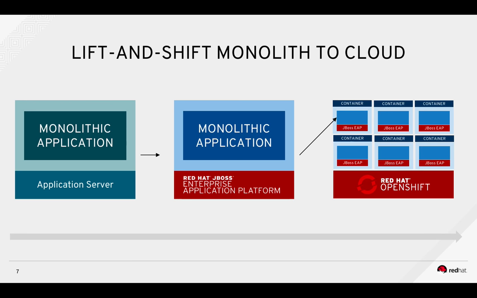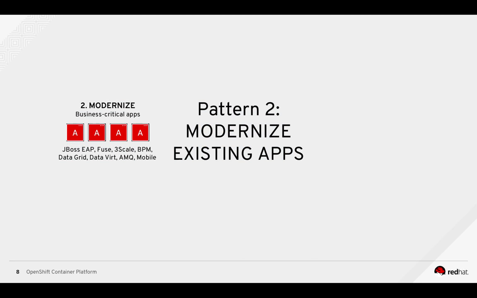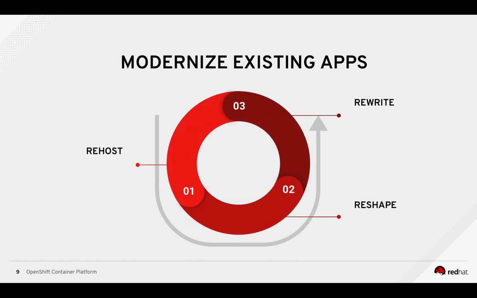The next step is to containerize your application, which is running on EAP, and deploy it on OpenShift. These are still monolithic applications. However, this allows teams to take advantage of investments made in existing applications and still benefit from cloud environments. The next pattern is how to modernize existing applications.